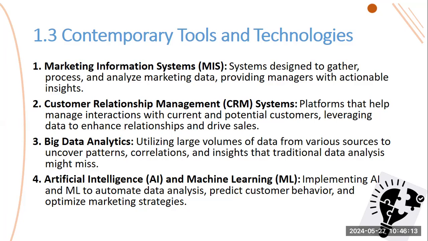Another one is artificial intelligence, and machine learning is a very popular one. Implementing artificial intelligence and machine learning automates data analysis, predicts customer behavior and optimizes marketing strategies. There are a lot of other things also available. These are the common things in the contemporary tools and technologies in managing marketing information, right? So then we can come to the end of the session.